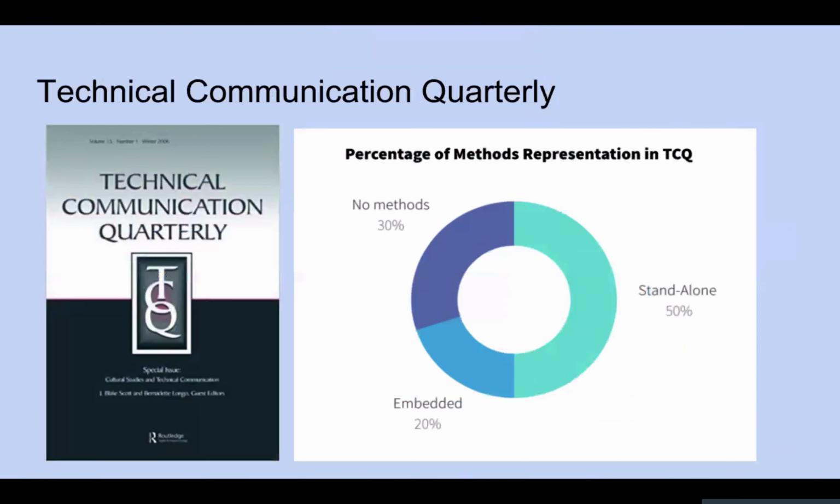For Technical Communication Quarterly, 30% of the articles had no methods mentioned at all. We had 50% at standalone, and then embedded was at 20%.